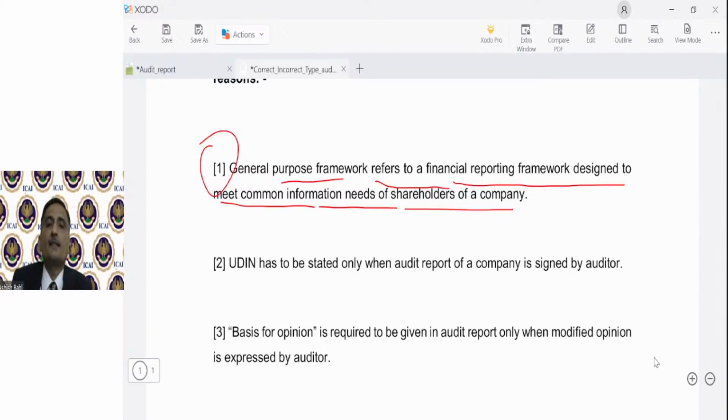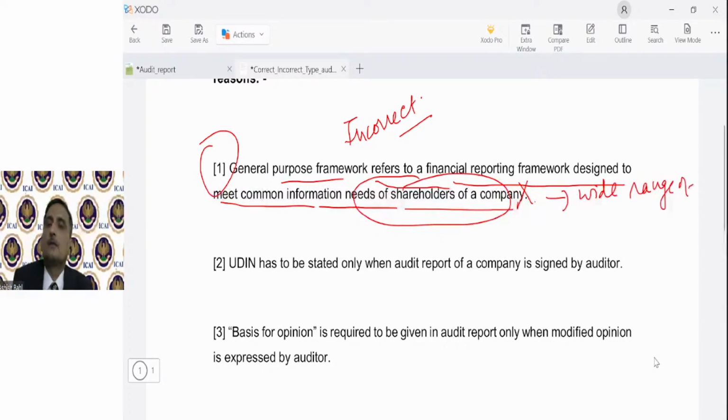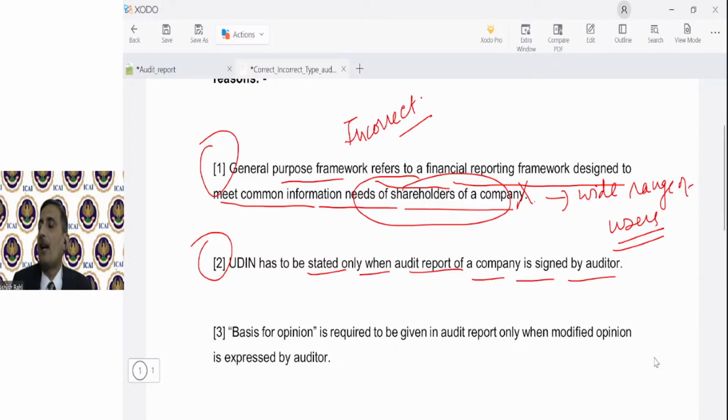Yes, most of you are answering it correctly. It is incorrect. Why? General purpose framework refers to a financial reporting framework designed to meet common information needs, not only of shareholders. Here it is wrong, but for a wide range of users. Okay. Number 2, UDIN has to be stated only when the audit report of a company is signed by the auditor.